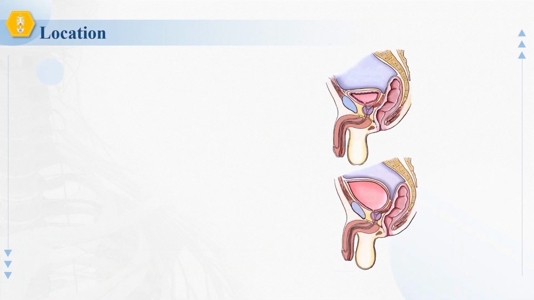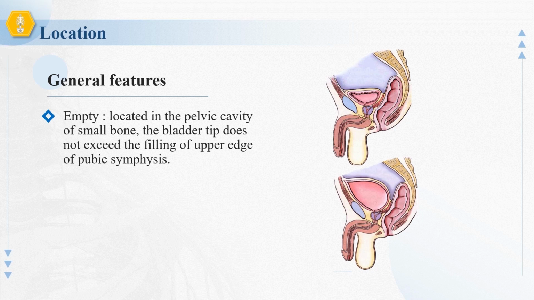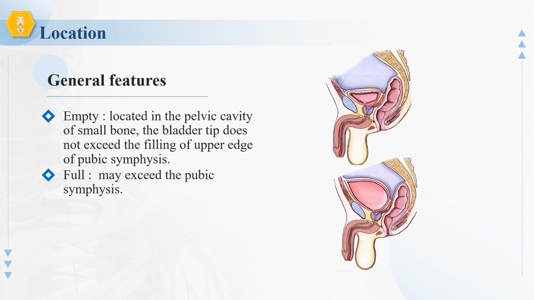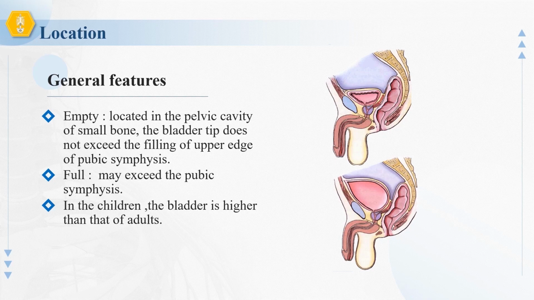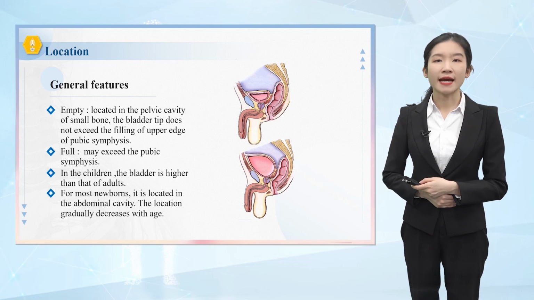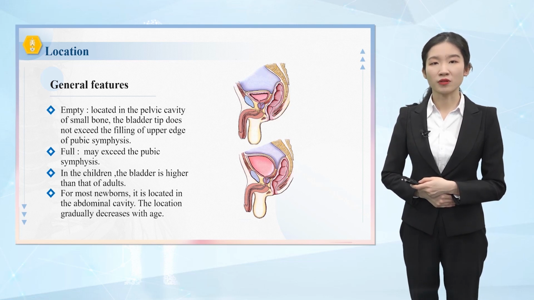Location. When it is empty, it is located in the pelvic cavity of the small pelvis. The bladder tip does not exceed the upper edge of the pubic symphysis. When it is full, it may exceed the pubic symphysis. In children, the bladder is higher than in adults. For most newborns, it is located in the abdominal cavity. The location gradually decreases with age.